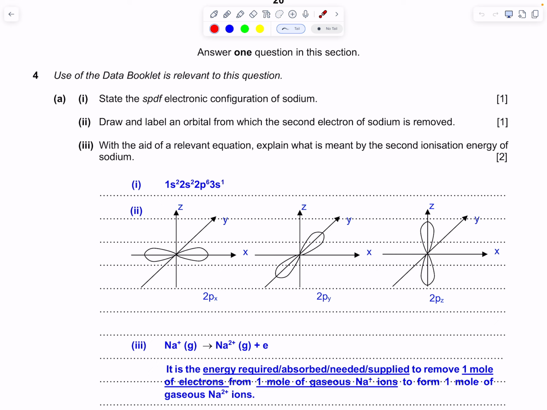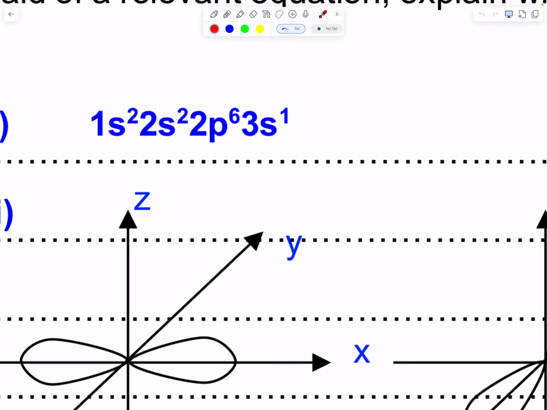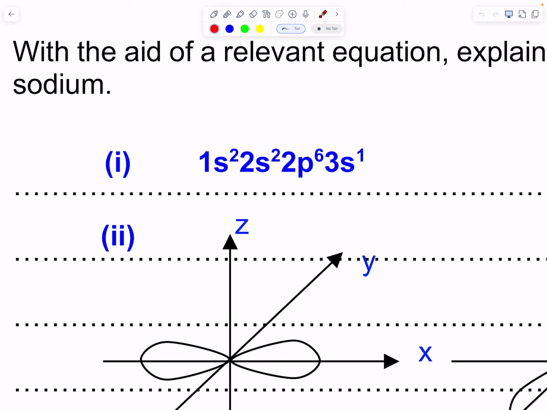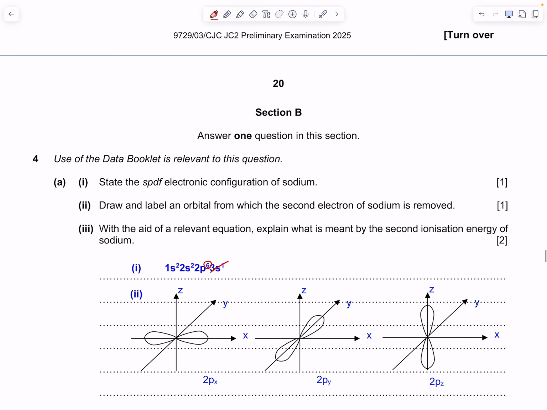They ask you to then draw and label an orbital, just one orbital, from which the second electron of sodium is removed. Basically, the question here is pretty guided. The second electron, so you remove the s orbital first, that's the first electron. The second electron is removed from the p orbital. So as such, you remove from either 2px, 2py, or 2pz. Understand? X, Y, or Z.